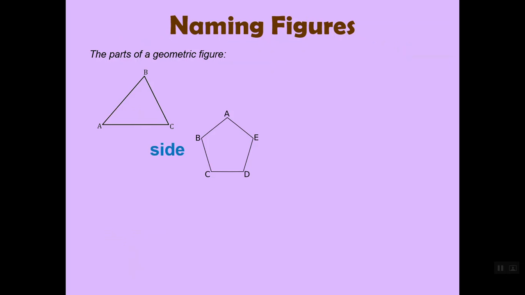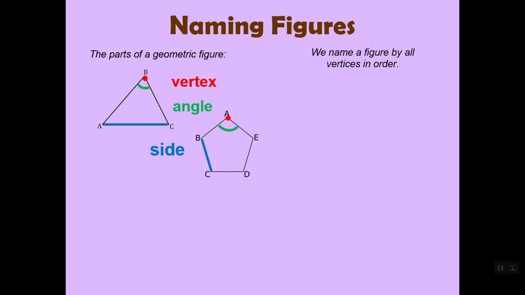One part is the side. That's fairly obvious. Sides of each of these triangles. Another part is the vertex, and that's the point that's formed where two sides come together. And another part is the angle, and that is the angle that's formed where the two sides come together.